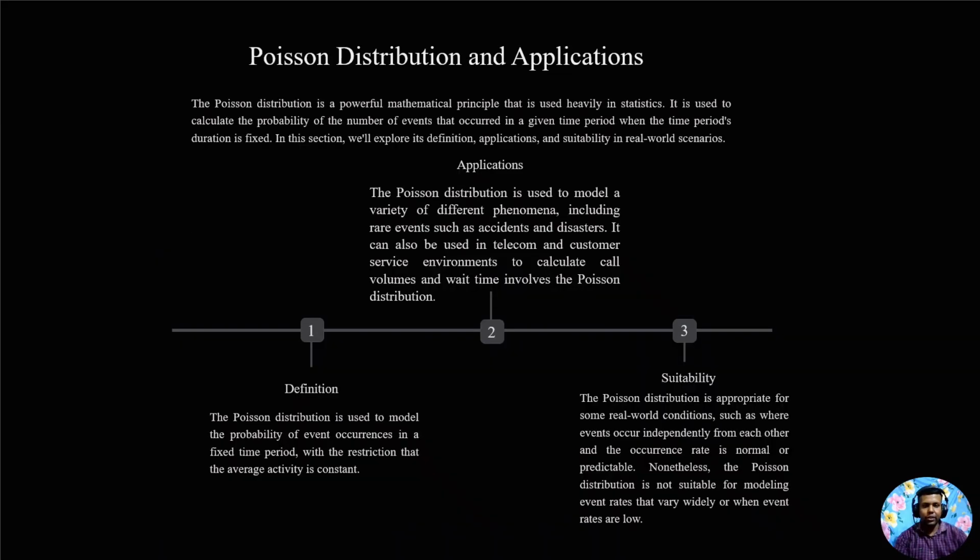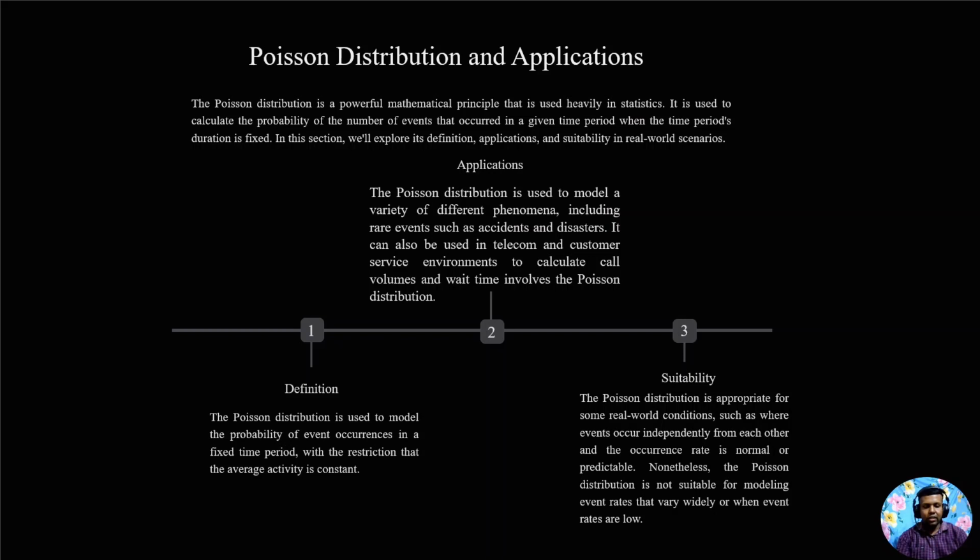Now let's see Poisson distribution and applications. The Poisson distribution is a powerful mathematical principle that is used heavily in statistics. It is used to calculate the probability of the number of events that occur in a given time period when the time period duration is fixed. In this section, we will explore its definition, application, and suitability in real-world scenarios.